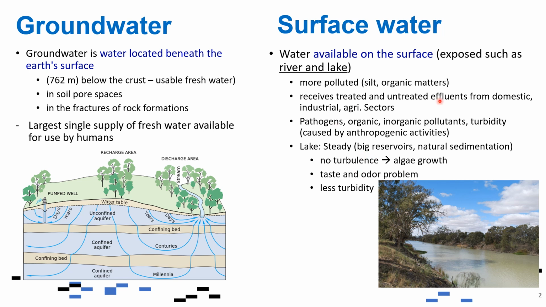And if you compare river and lake, the lake will be calmer, so it means there's less turbulence, and probably there's more chance of algal growth because of that situation. Probably there will be more taste and odor problems and less turbidity, so it's clearer in lakes compared to rivers because of less turbulence. The water body will have sedimentation, and so suspended solids go down to the bottom of the lake, and so water will be clearer.